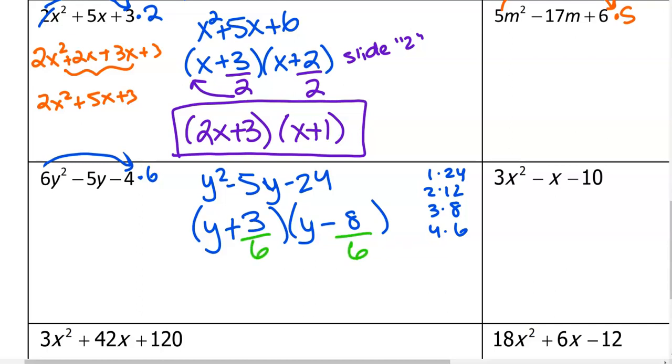So, Brody, how does the first one simplify? How does 3 over 6 simplify? 1 over 2, there you go. And then how does the next one simplify? 8 over 6. They're both even numbers. 4 over 3. Yes. All right.